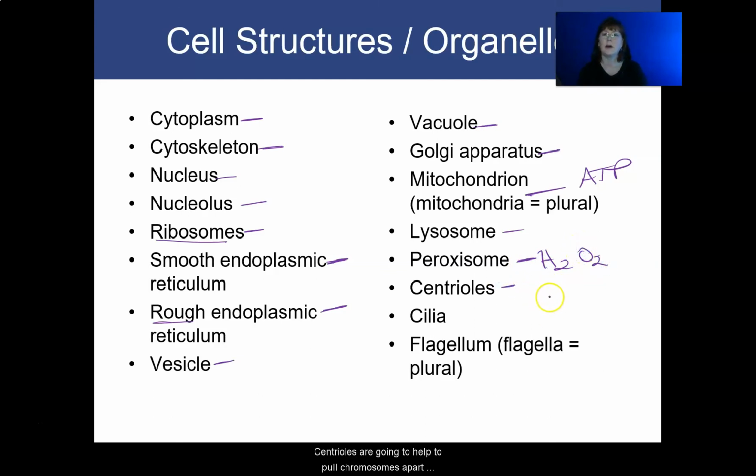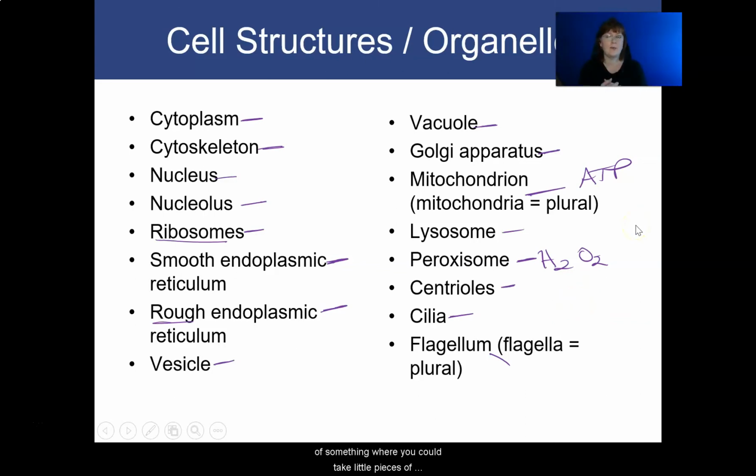Centrioles are going to help to pull chromosomes apart during cell division. Cilia help to move things across the surface of the cell. And the flagellum is the tail on a sperm cell that helps to move that sperm to its destination, which is technically called the oocyte, or what you think of as the egg.